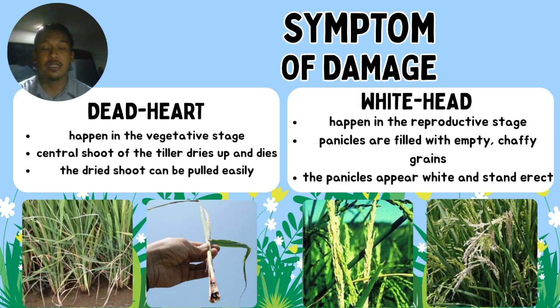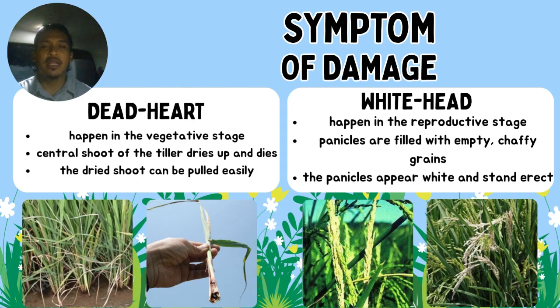As you can see in the picture I put below, the shoot of the tiller dies and the dry shoot can be pulled easily. So if you find this symptom in your paddy, that is a sign that your paddy has been infected by white stem borer and has caused a dead heart. So let's proceed to the next symptom of damage, whitehead.